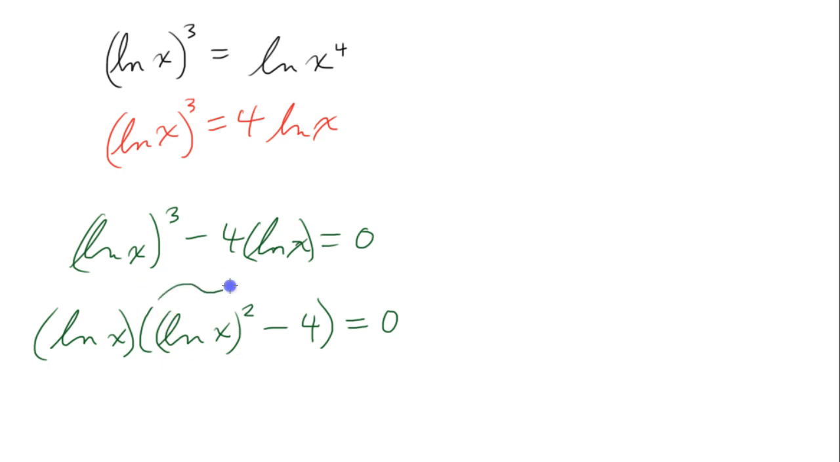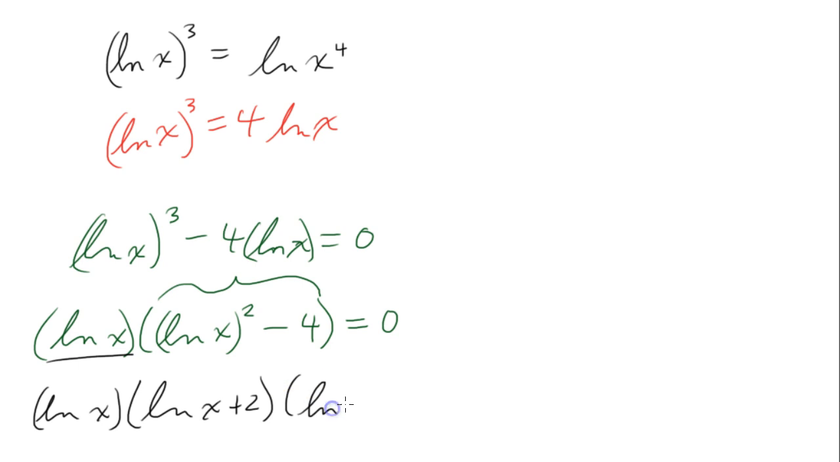This part here looks like a difference of squares, like a squared minus b squared form. So we're going to show that, and I'll still write this natural log of x, that's just this factor, and then we'll factor this part, the natural log of x plus 2 times the natural log of x minus 2 equals 0. So now you've got these 3 factors. Any one of them could equal 0 for this equation to be true. So now you've got these 3 mini equations, I like to call them.